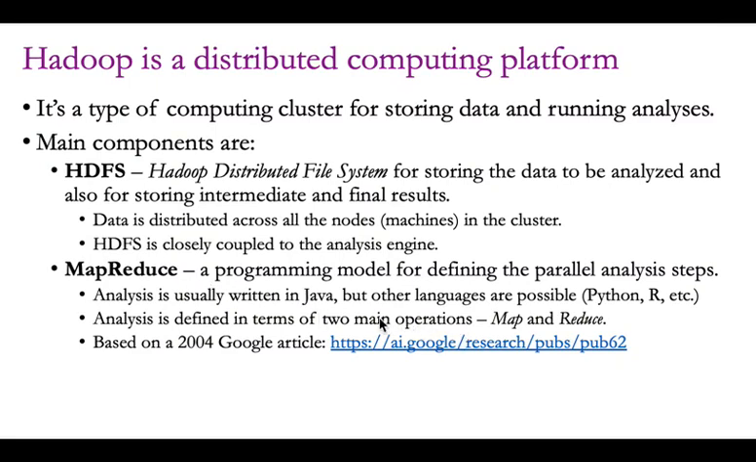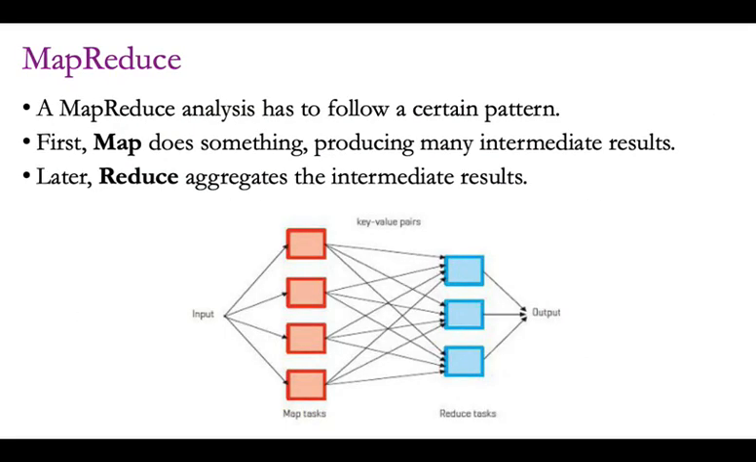Basically, you have to define two operations, map and reduce, and those two things together should somehow do your calculation. And because of the nature of map and reduce, they can be distributed on many computers to do the work. This is based on a 2004 Google project, and there's an article that describes it. But Hadoop itself is an open source project based on that.